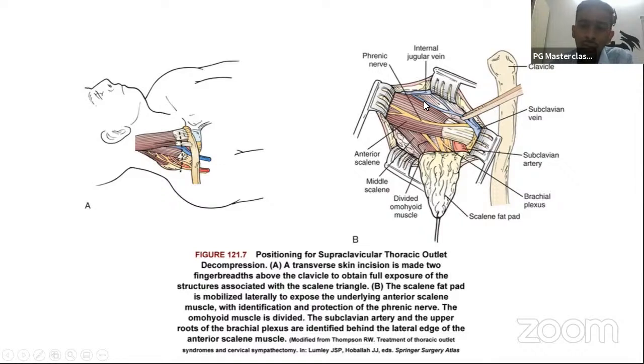Then we can see here, this is the internal jugular vein, this is the subclavian vein, both of which are anterior to the scalenus anterior muscle. Posterior to the scalenus anterior is the subclavian artery and the nerve trunks of the brachial plexus. Here they have shown the divided omohyoid muscle. The omohyoid muscle need not be divided in all cases and would ideally limit our posterior lateral dissection. The middle scalene muscle, as shown here, is the posterior extent, anterior to which we have all the important structures. The middle scalene muscle is also divided, which I will be describing later.